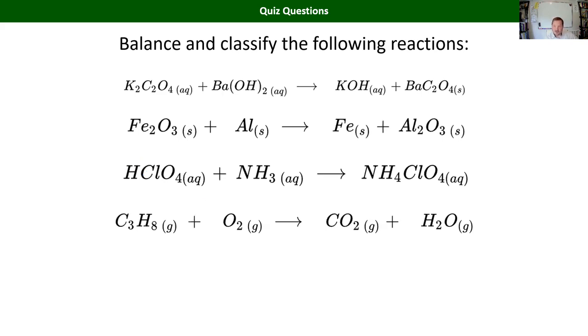And we will also frequently see that with acid-base reactions. A lot of acid-base reactions wind up being one-to-one. Everything is going to have a coefficient of one because all you're doing is moving one H plus around.